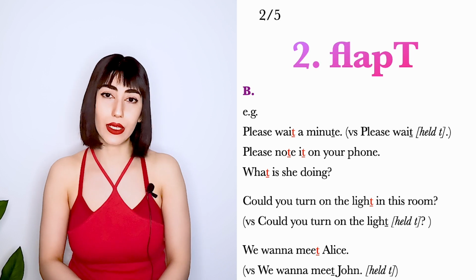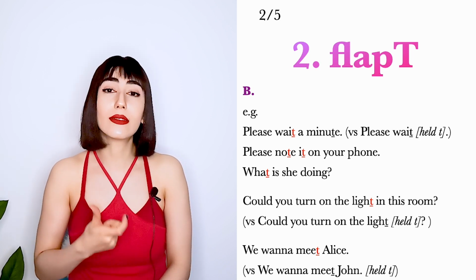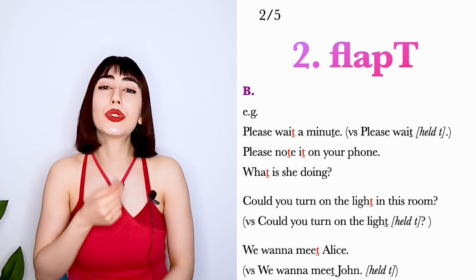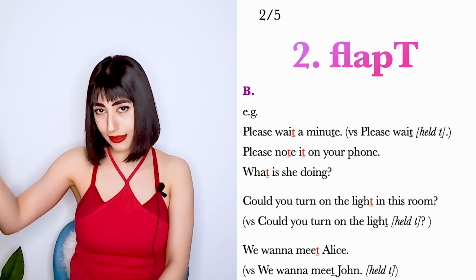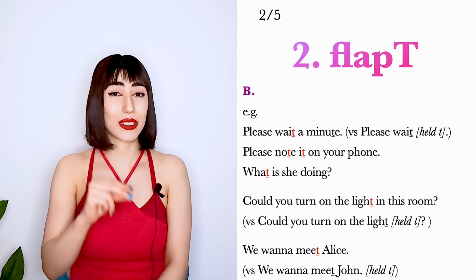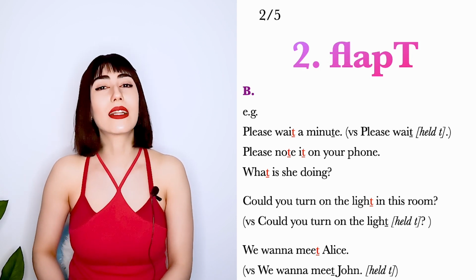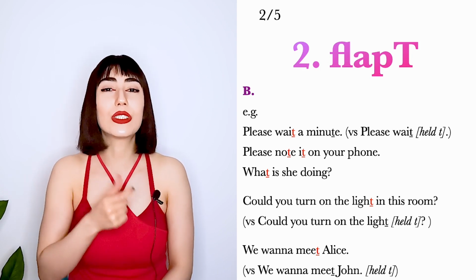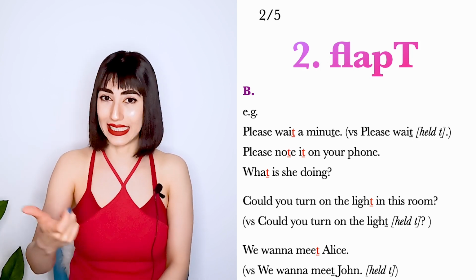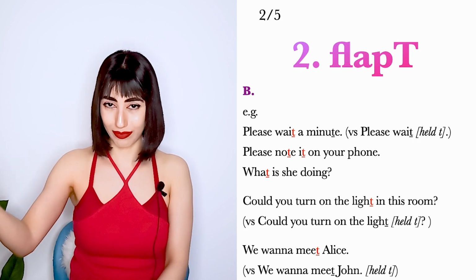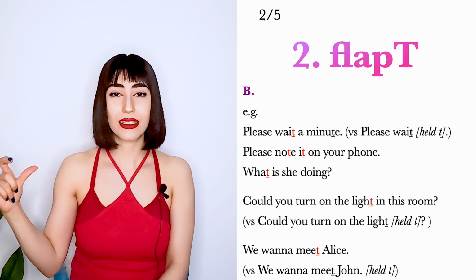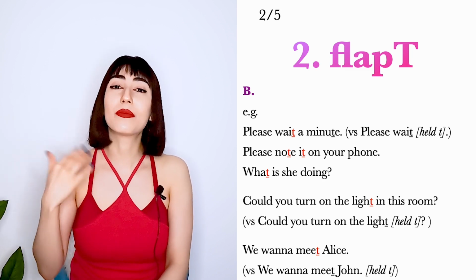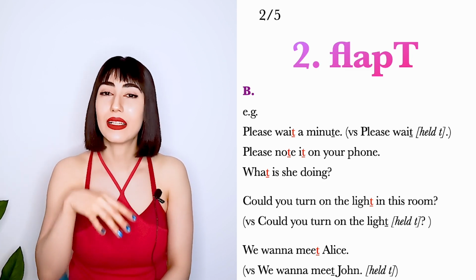What is she doing? What is she? Could you turn on the light in this room? Light in this room? Compare this to this sentence. Could you turn on the light? Could you turn on the light? Light, held T. But because of E sound after T, it becomes a flap T.